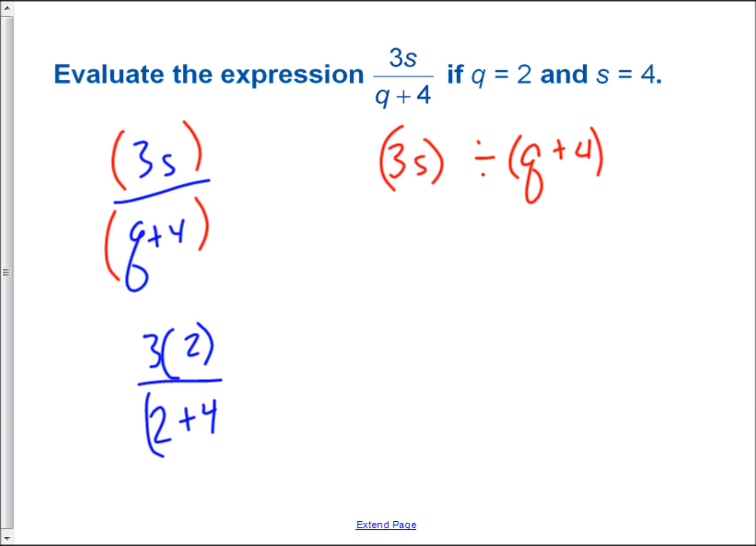Again, we have to do the part on the bottom and the top first. So just evaluate. So we go 6 divided by 6. So you take care of the top and you can take care of the bottom. You can always do one step on the top and one step on the bottom at a time. And then we know that 6 divided by 6 equals 1. So we can simplify or evaluate that expression to be 1 with those values of q and s.